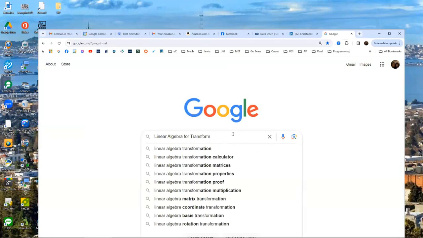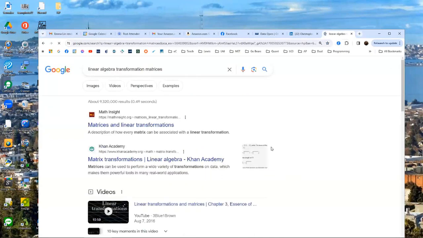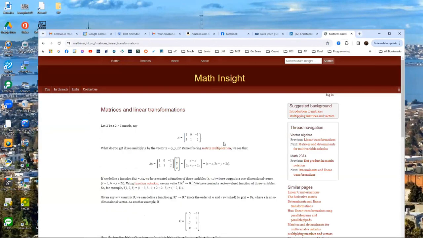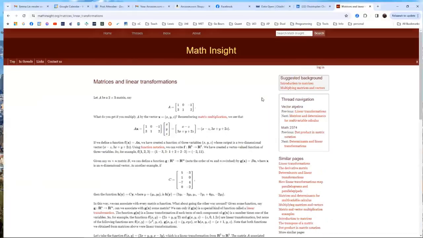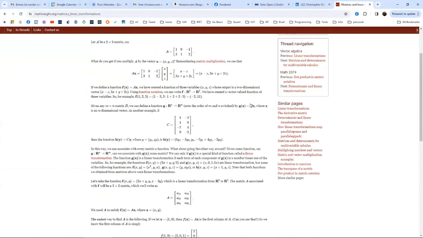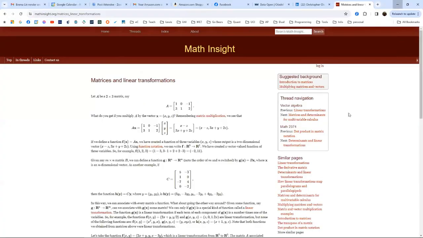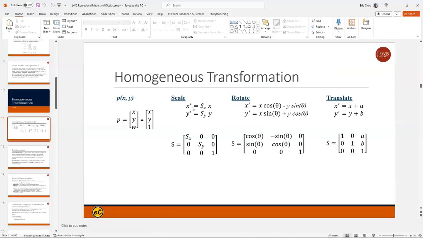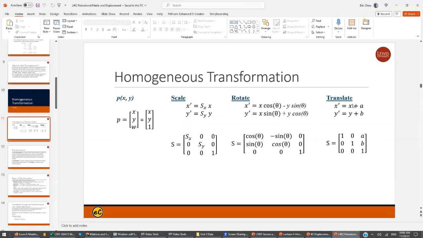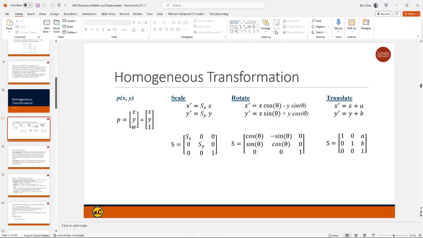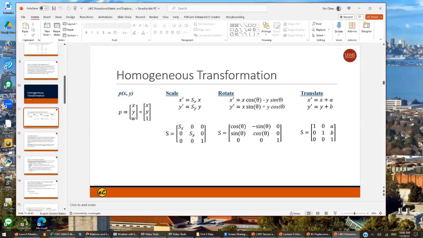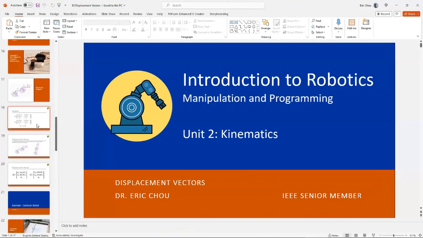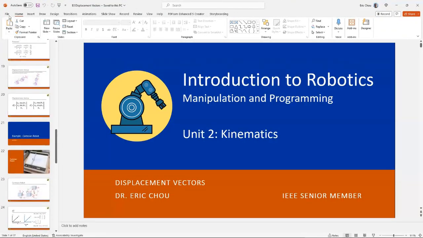Search linear algebra for transformation matrix. There are several things that linear algebra can be used for in transformation. But what kind of transformation? The transformation includes enlarging and making things smaller, that's called scaling. Also rotation, also translation. These are typical transformations we will see in the system. Let me bring up one more slide.